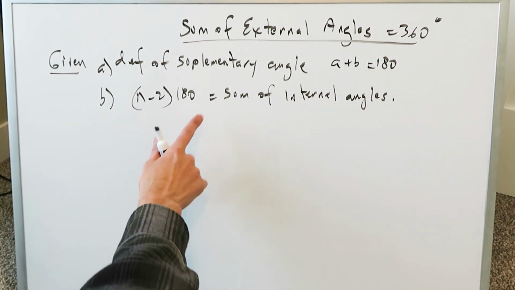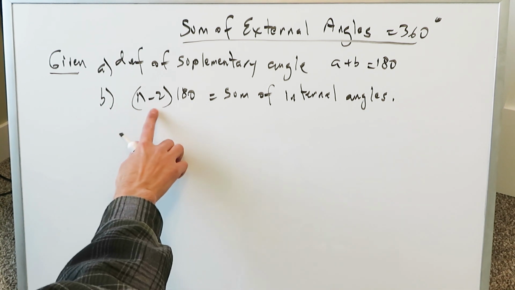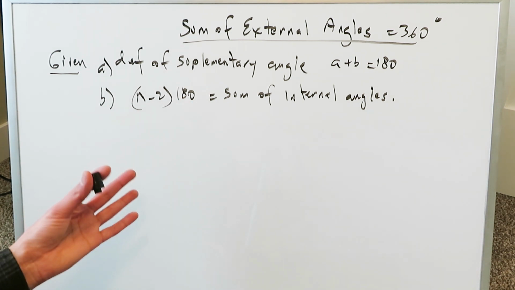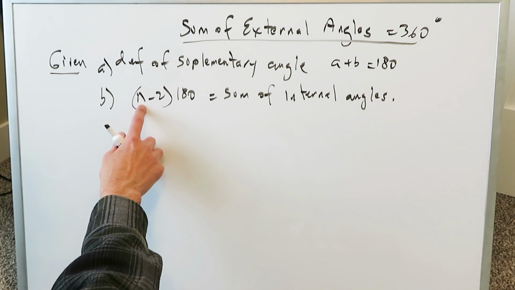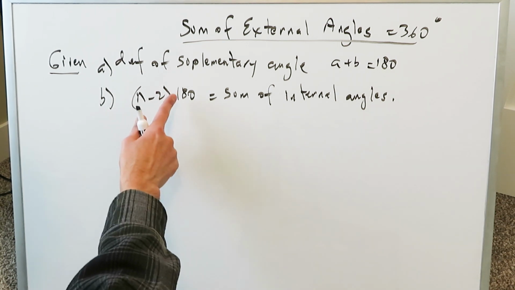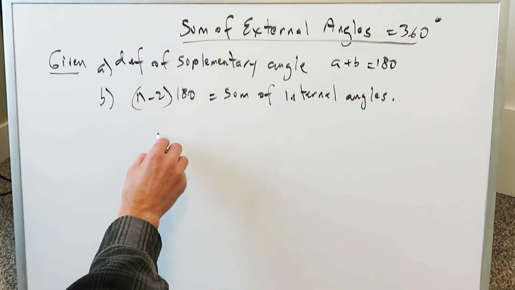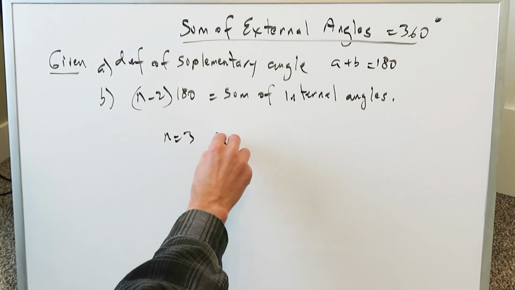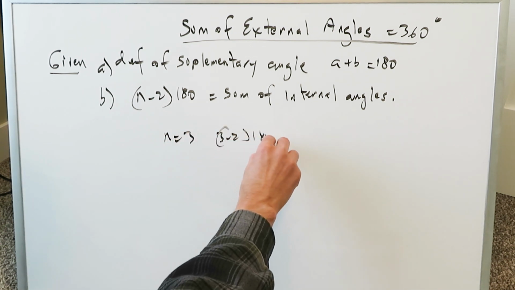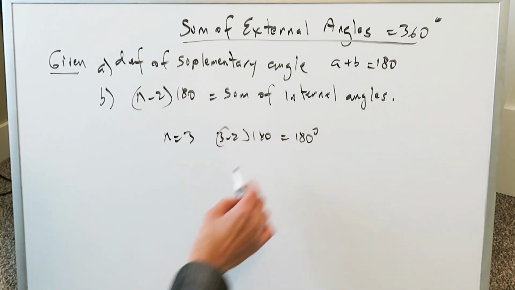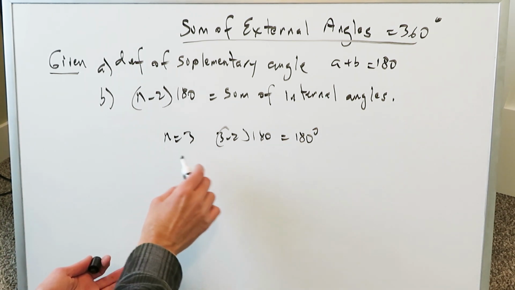And then this formula here, you probably know this from your geometry: n minus 2 times 180. For any polygon, given the number of sides n, you can measure the sum of the internal angles by this formula. If you have a triangle where n is equal to 3, you do 3 minus 2 times 180, you get 180 degrees. That's why you know a triangle has 180 degrees.